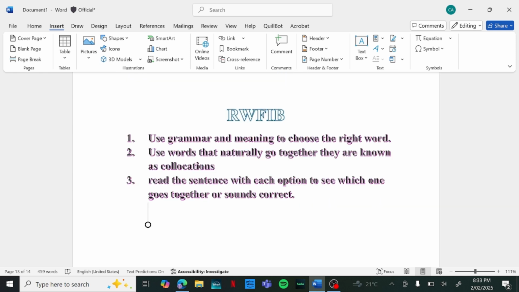Now the final one that we're going to be looking at is the RWFIB. I'm just going to go over the tips that you can use. So you have to focus on grammar and meaning in order for you to choose the right word. So grammar, is this a correct sentence structure? For example, if there is something like she dash a person, right?